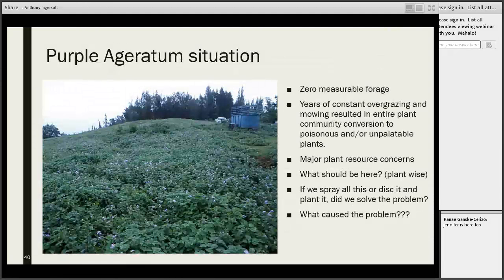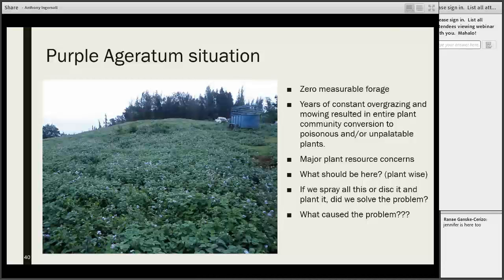Okay, let's take this whole understanding of analysis and apply it to this beautiful situation that we saw last week. For those of you that were able to come out, this was Site 3, our Purple Ageratum site. Surely it's unforgettable. Out there we had 0 measurable forage. We saw a plant community that resulted from years of constant overgrazing and mowing. The whole plant community was either poisonous or unpalatable to livestock. We had major plant resource concerns.